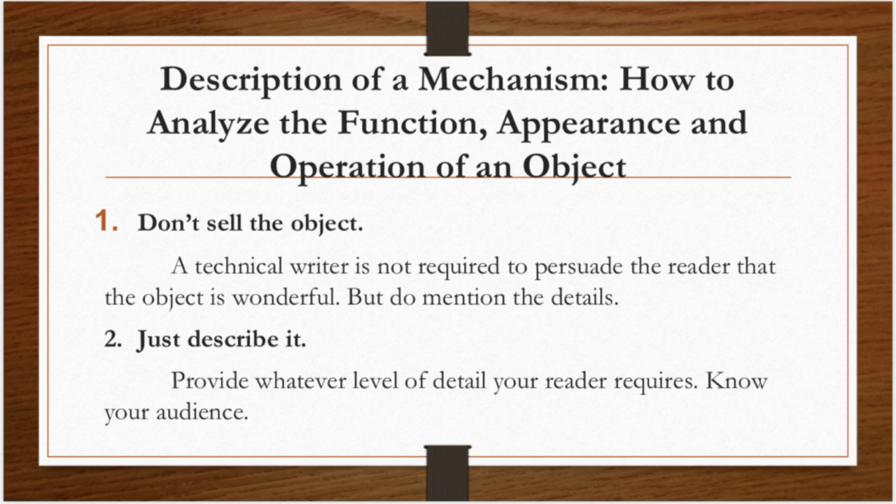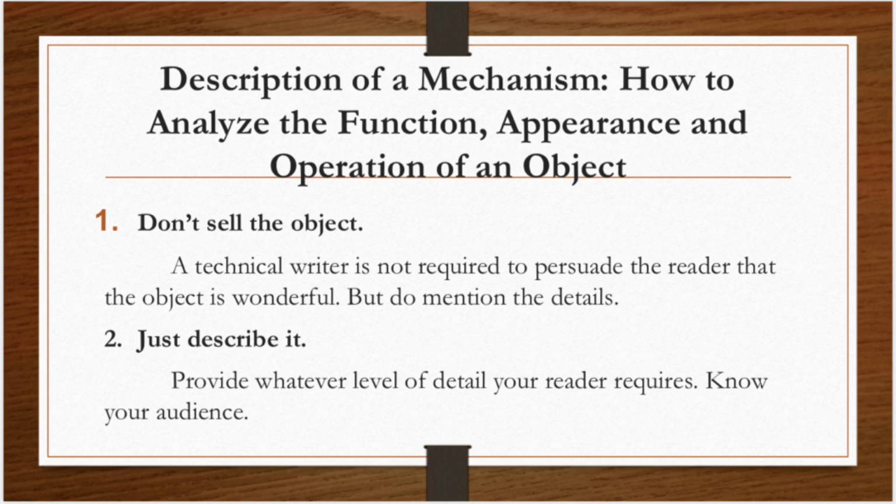Among the patterns you might employ are definition, partition, classification, and comparison or contrast. There are two things that you need to bear in mind if you are about to write a description of a mechanism. Number one is, don't sell the object. A technical writer is not required to persuade the reader that the object is wonderful or valuable or scary.